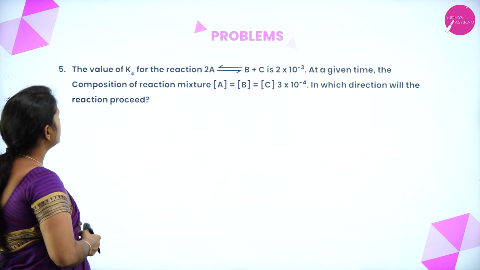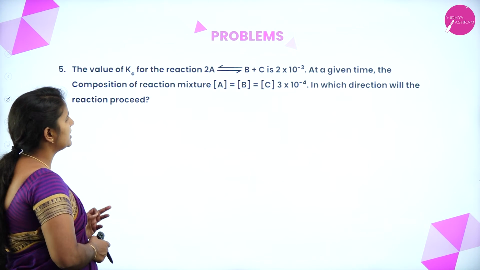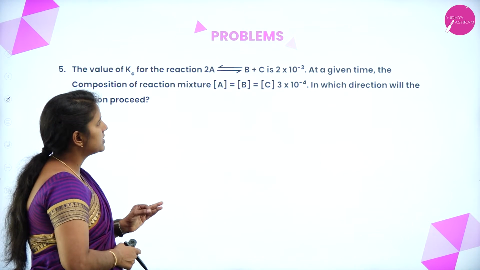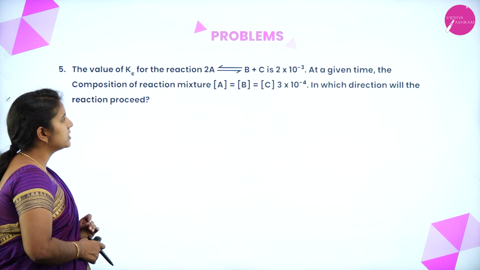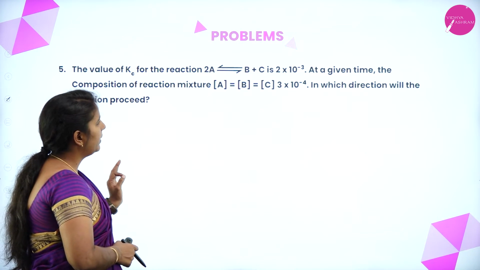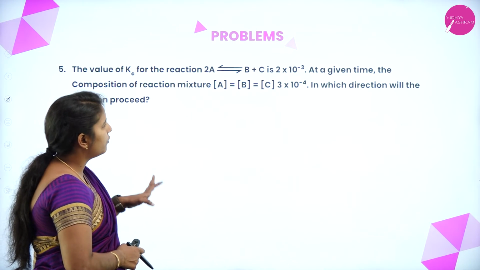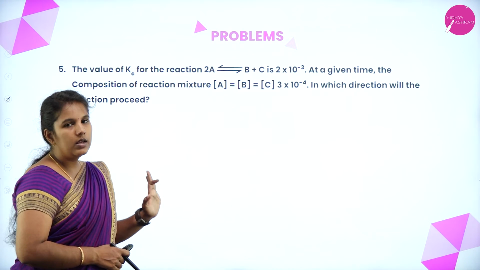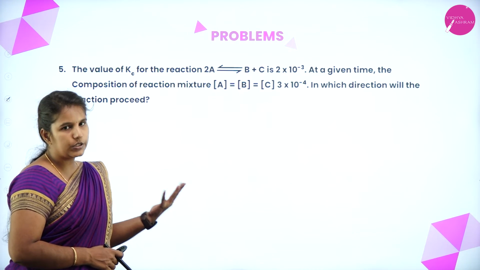So if you look at this problem, the value of Kc for the reaction 2A is at equilibrium with B plus C is 2 into 10 to the power of minus 3 at the given time. The composition of the reaction mixture is A, B, C equal to 3 into 10 to the power of minus 4. In which direction will the reaction proceed? So here we need to calculate what? Reaction quotient, that is Qc.